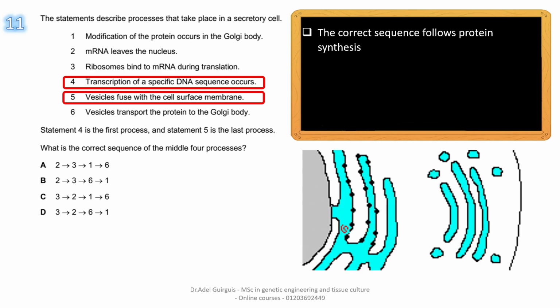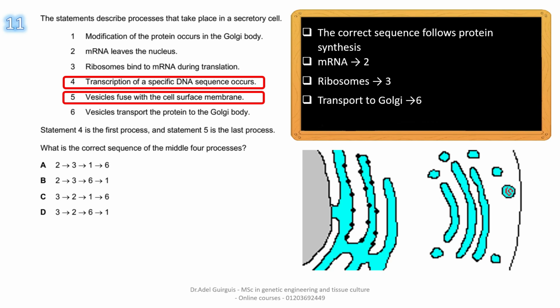Look please at this figure again. Inside the nucleus, DNA transcription. mRNA leaves the nucleus as a message to reach ribosomes, where translation takes place. So the correct sequence: mRNA leaves the nucleus, number 2. Ribosomes, number 3. Ribosomes bind to this mRNA message during translation.